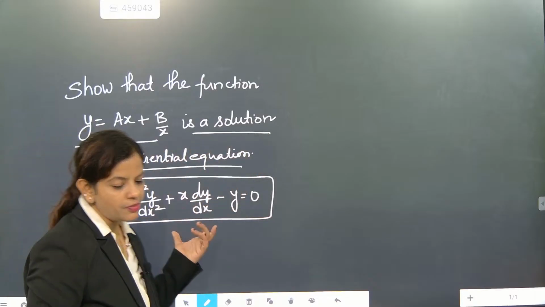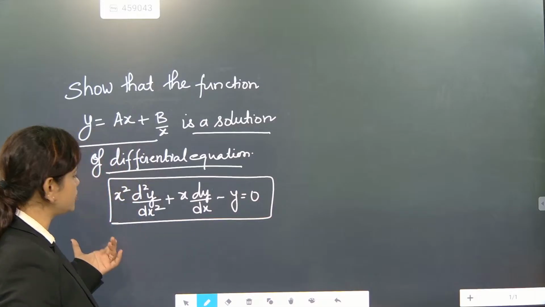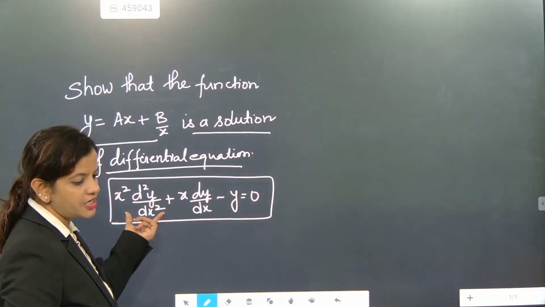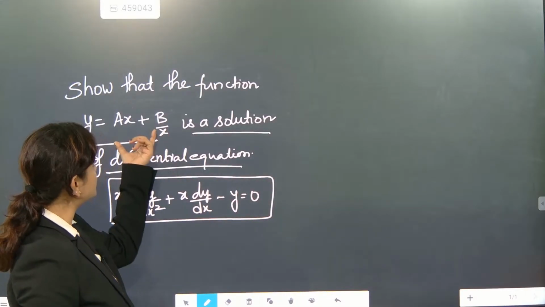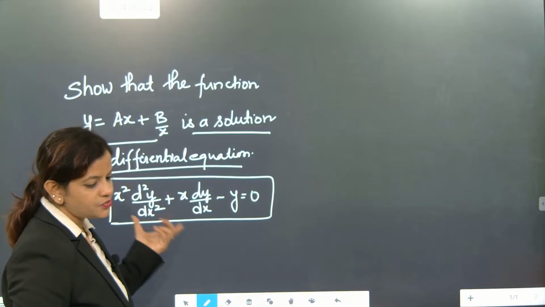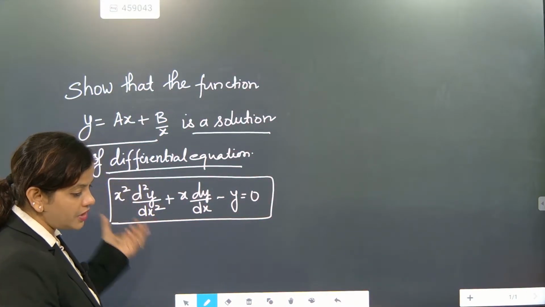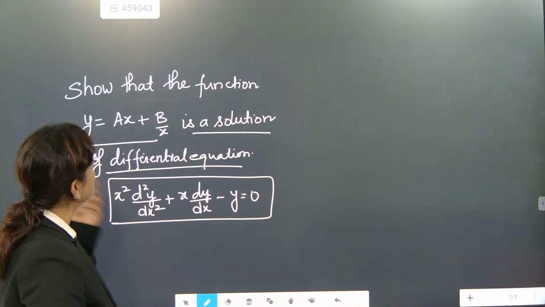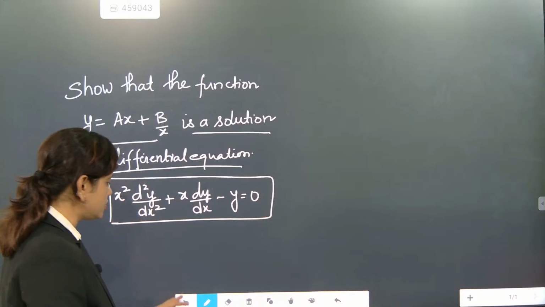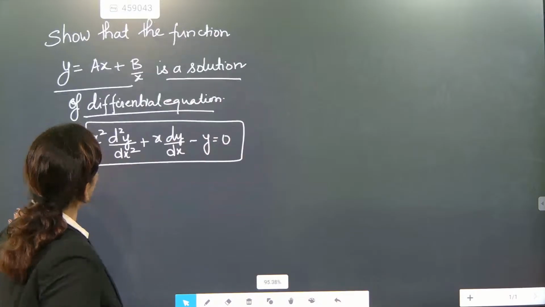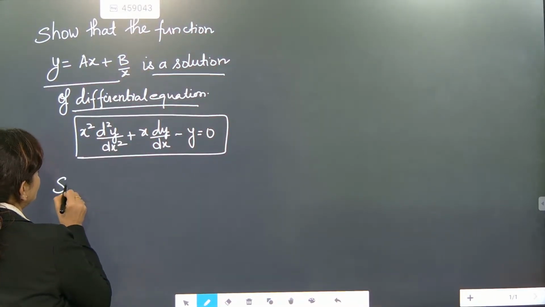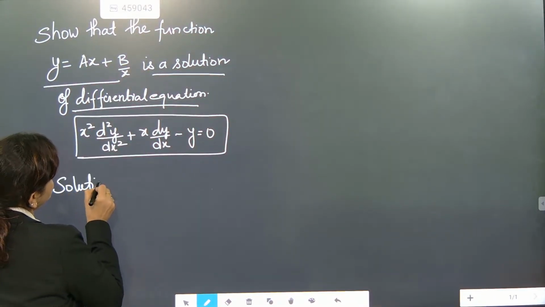That means when somebody asks you to check the solution, you have to differentiate and double differentiate this, and substitute here. If the expression is equal to 0, it is a solution. Otherwise, it is not a solution. So for this, we will solve it like this. First, we will take this equation in the solution section. This is how we are solving.